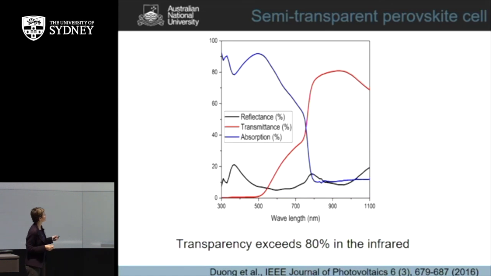So this is the result of doing that kind of engineering. We were able to make this solar cell so it had a transparency of more than 80% in the long wavelength region. So we're letting more than 80% of that long wavelength red light go through to the silicon solar cell, which we need in order for the silicon solar cell to be efficient.